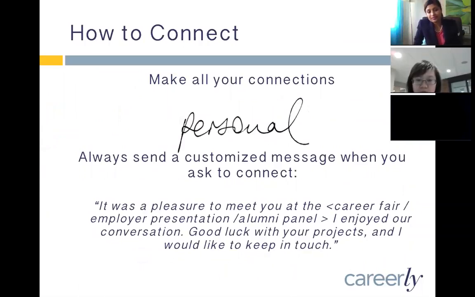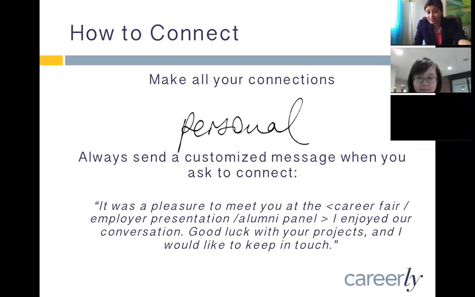So like I said, make it personal. Always send a customized message when you connect. For example: it was a pleasure to meet you at wherever. I enjoyed our conversation. Good luck with your projects, or something that references them, because that means you were listening and interested, and you say something about something they mentioned. And you say, I would love to keep in touch.